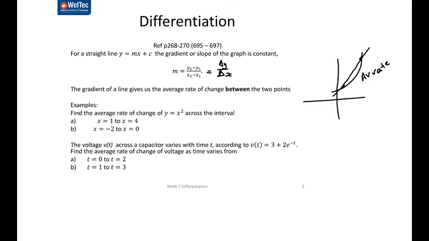Let's look at the second of these questions, the voltage question. And let's look at the first one. It says we need to find the average rate of change of the voltage as time varies from t equals 0 to t equals 2. So first up, when t equals 0, we need to find the value of V. And when t is 2, we need to find that the value of the voltage is 3.2706.